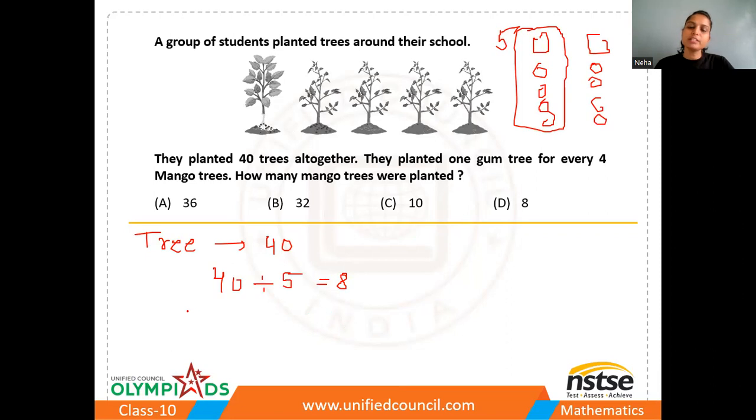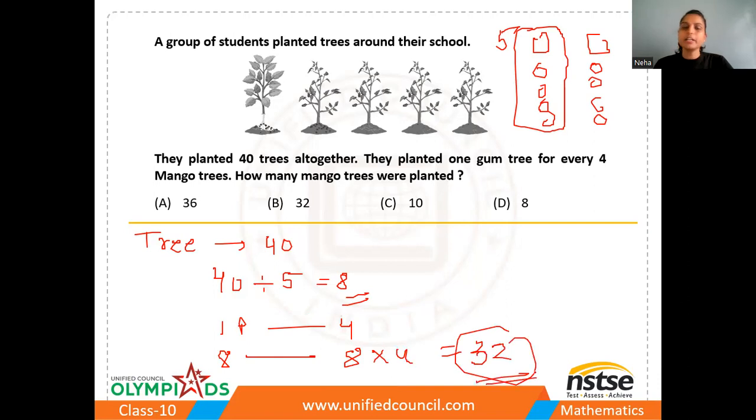So how many such groups are there? 8. In one group, 4 mango trees are there, so in 8 groups, 8 multiplied by 4 means 32 mango trees will be there, right? And how many gum trees will be there? 8, in one group only one tree is there. So the question is asking how many mango trees were planted.